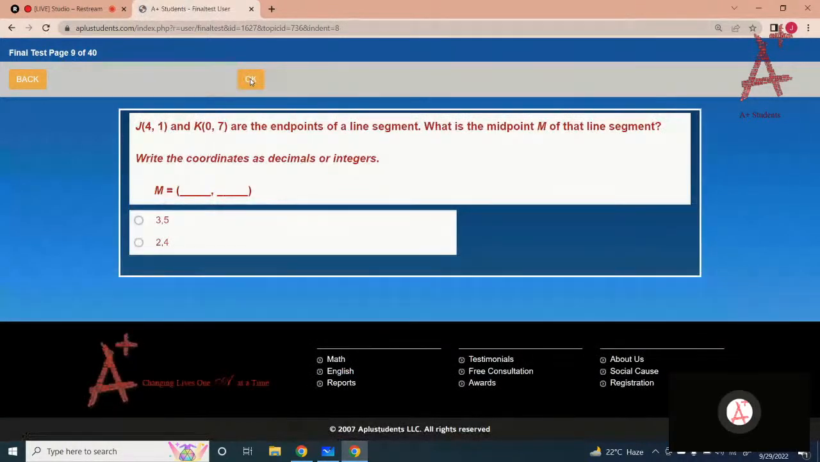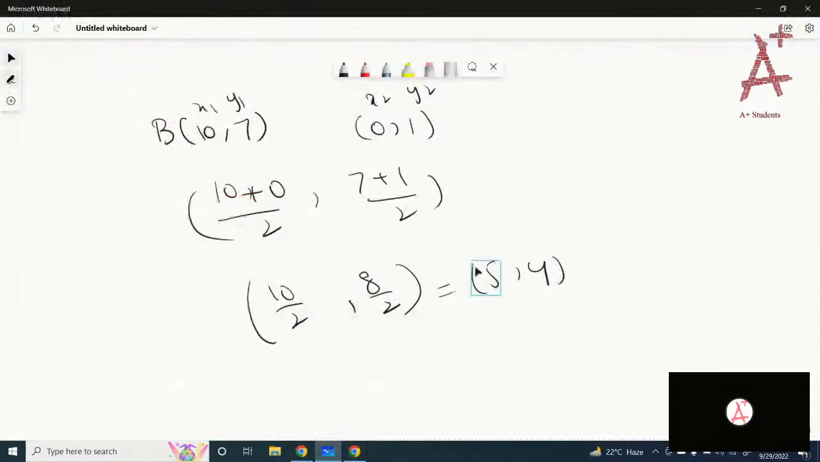So J is (4, 1) and K is (0, 7), the endpoints of the line segment. Find the midpoint of the line segment. So let's just find the midpoint. The points are (4, 1) and (0, 7). So for the midpoint, what we have to do is add them.